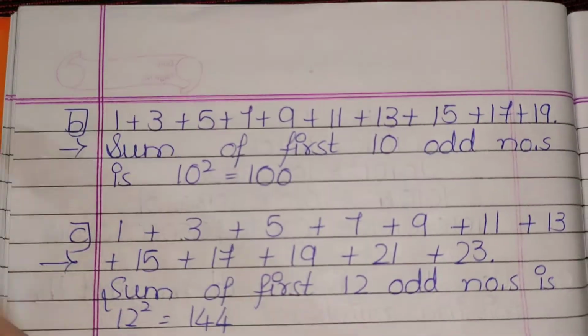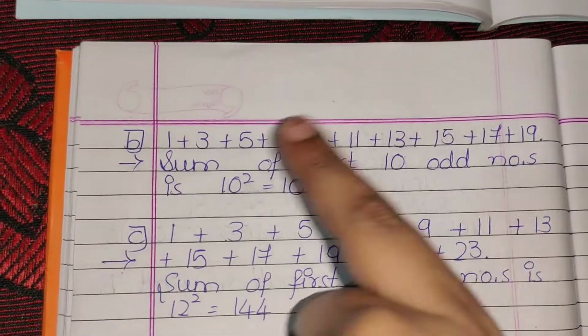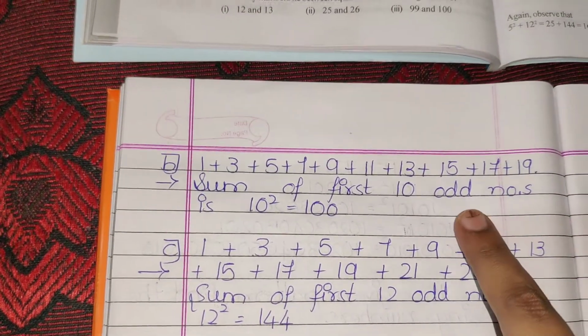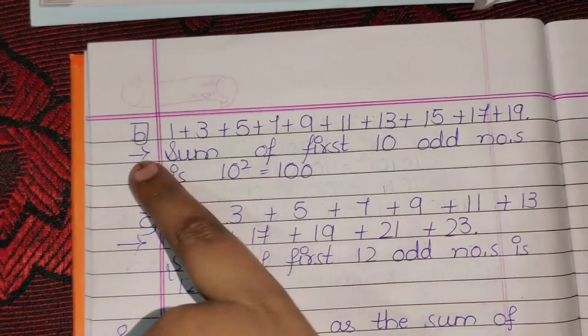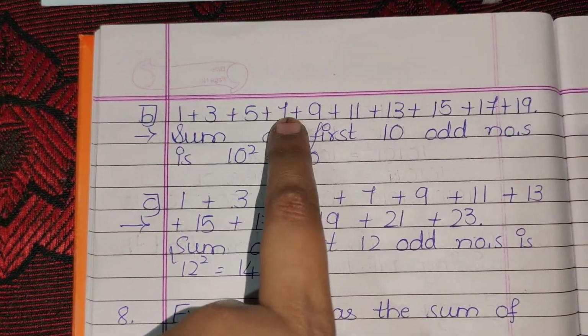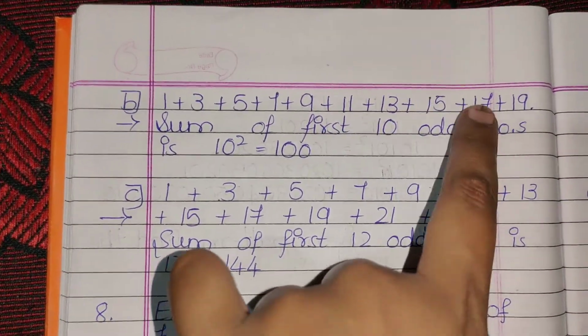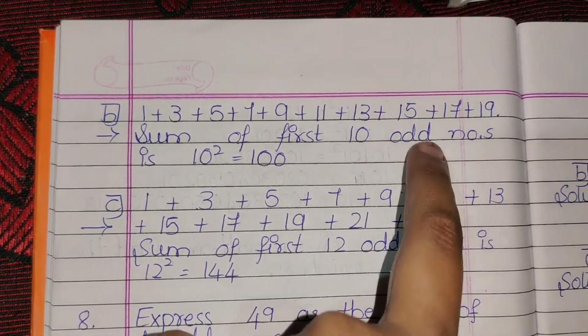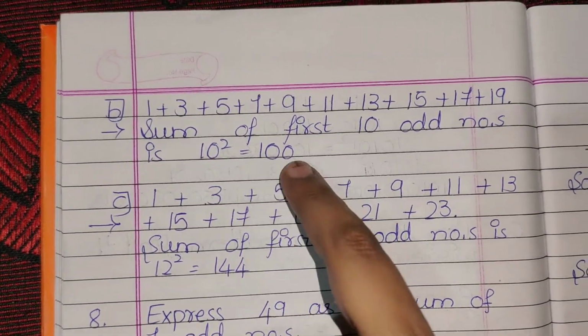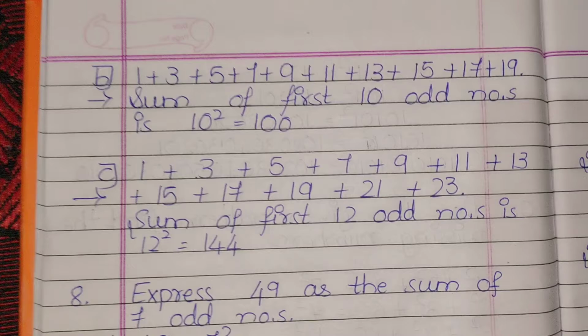Even here we can observe that the whole set is of all odd numbers. Can you find any even numbers in this question? No. So let us count how many numbers are there: 1, 2, 3, 4, 5, 6, 7, 8, 9, 10. So the sum of first 10 odd numbers is 10 square, which is 100. Followed by the third question.